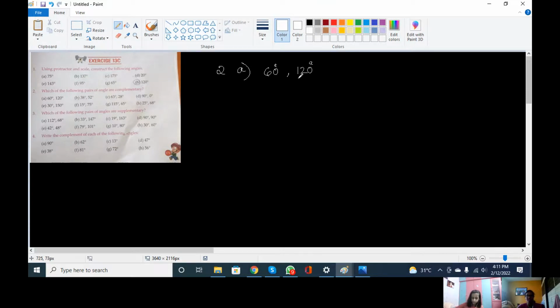See, one of the angles here is 120 degrees. So if you add both of them, you will get more than 120. You will not get 90 degrees. Yes, ma'am. So it is not a complementary pair. This pair is not complementary, right? Okay. So this is not complementary.